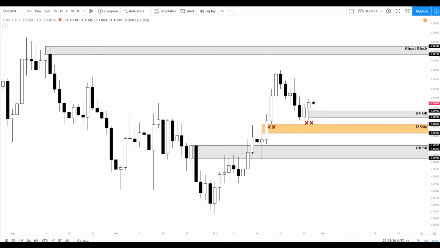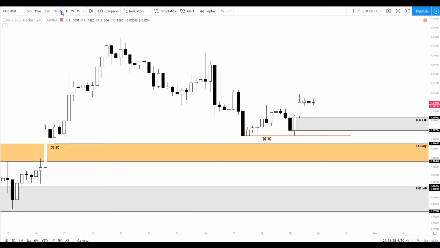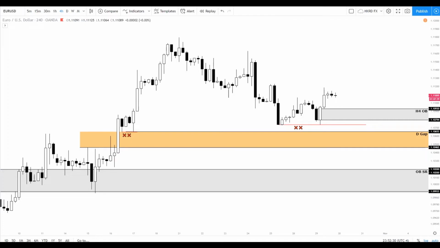Let's go into a 4 hour. What do we see? Very equal lows right here. Last week's low, Monday's low, huge amounts of liquidity resting here. I'm expecting some sort of raid, and then we'll see a continuation up to the upside. There is a gap right here. I want that gap to be filled.